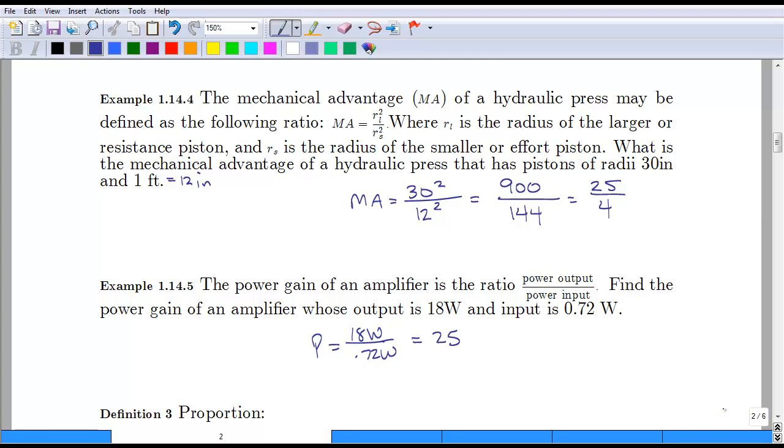So this concludes the video on rates and ratios. The next video will discuss proportions.